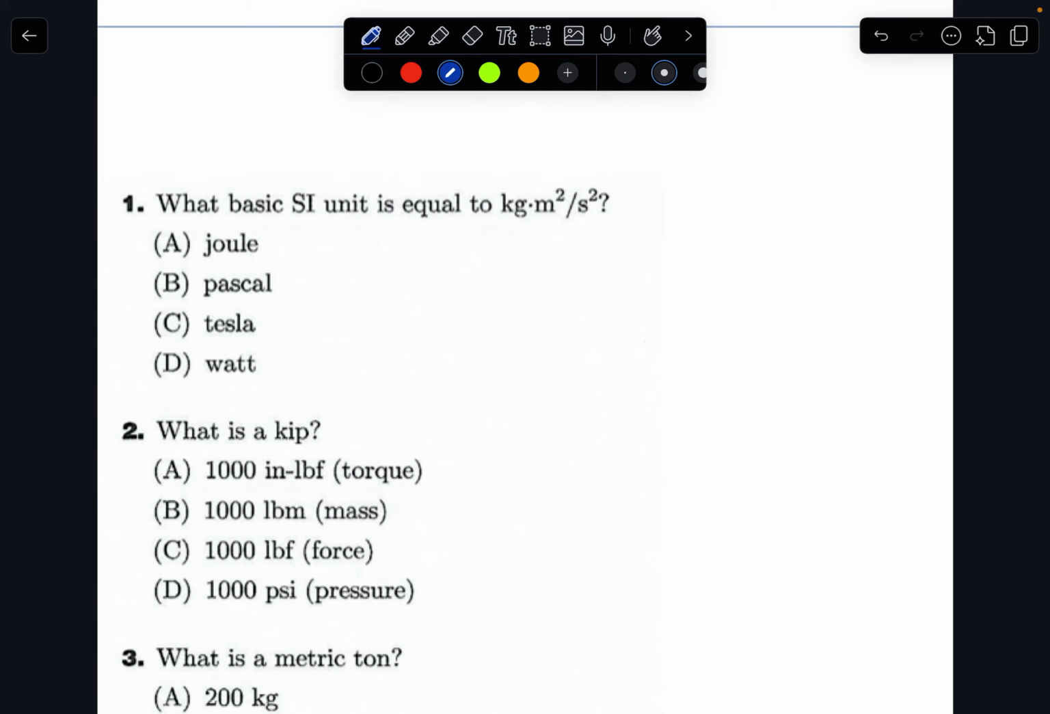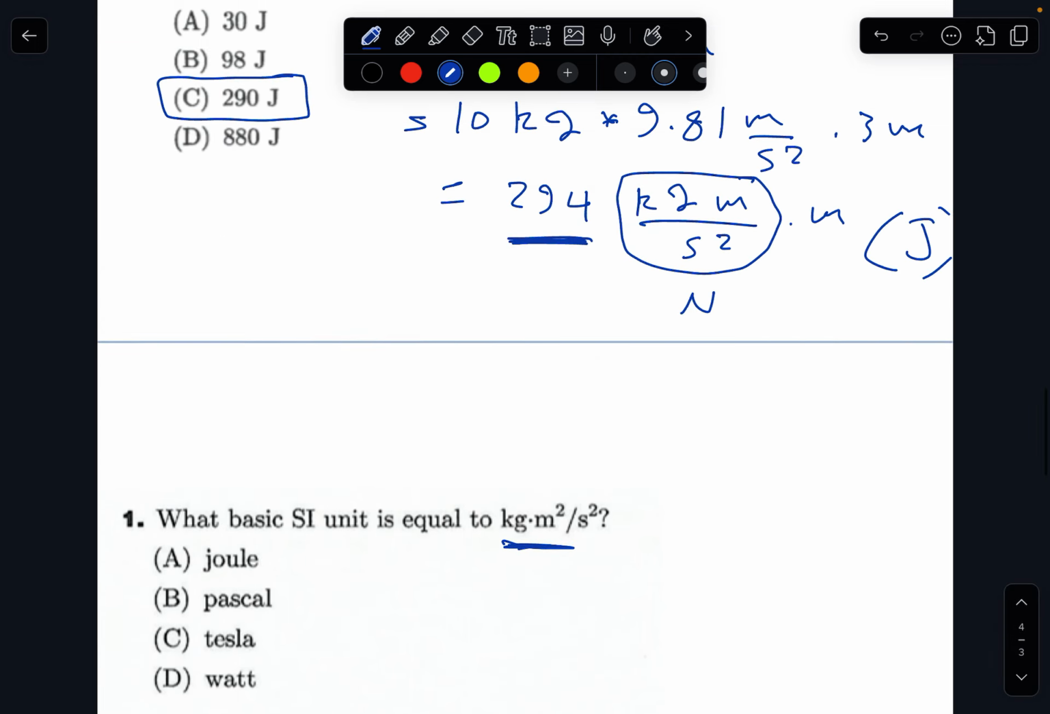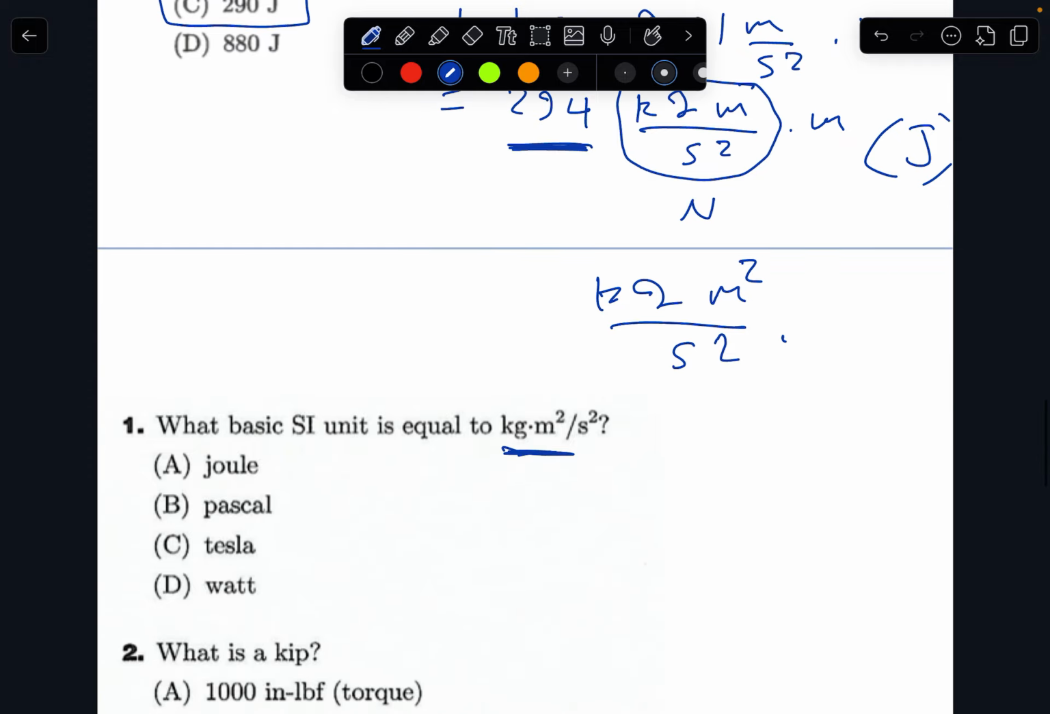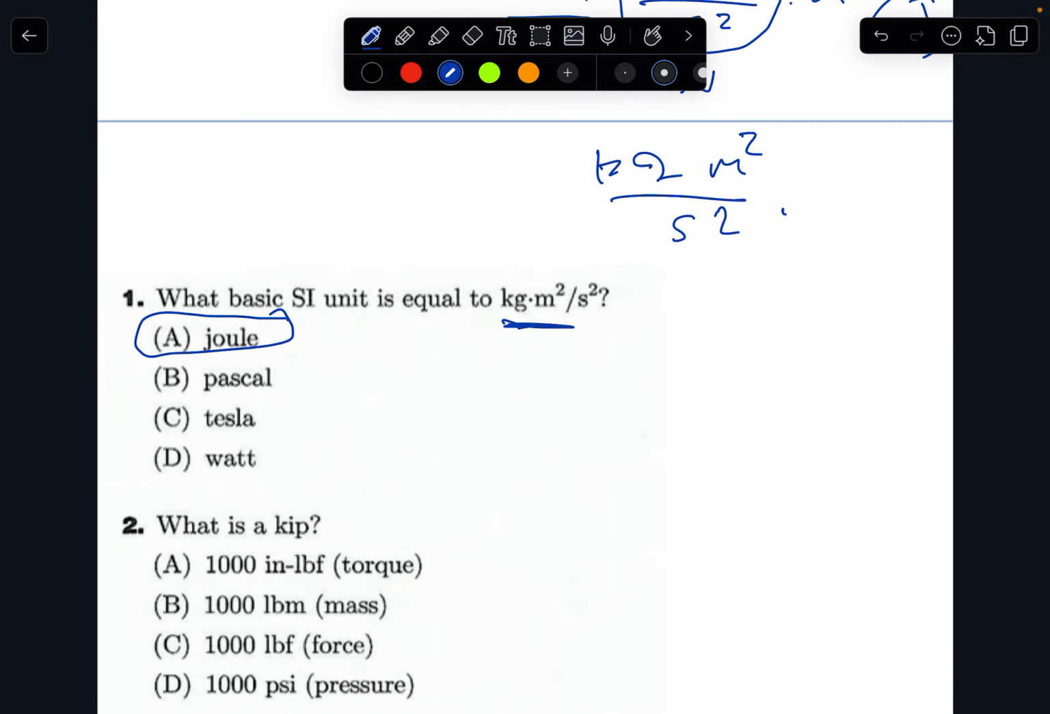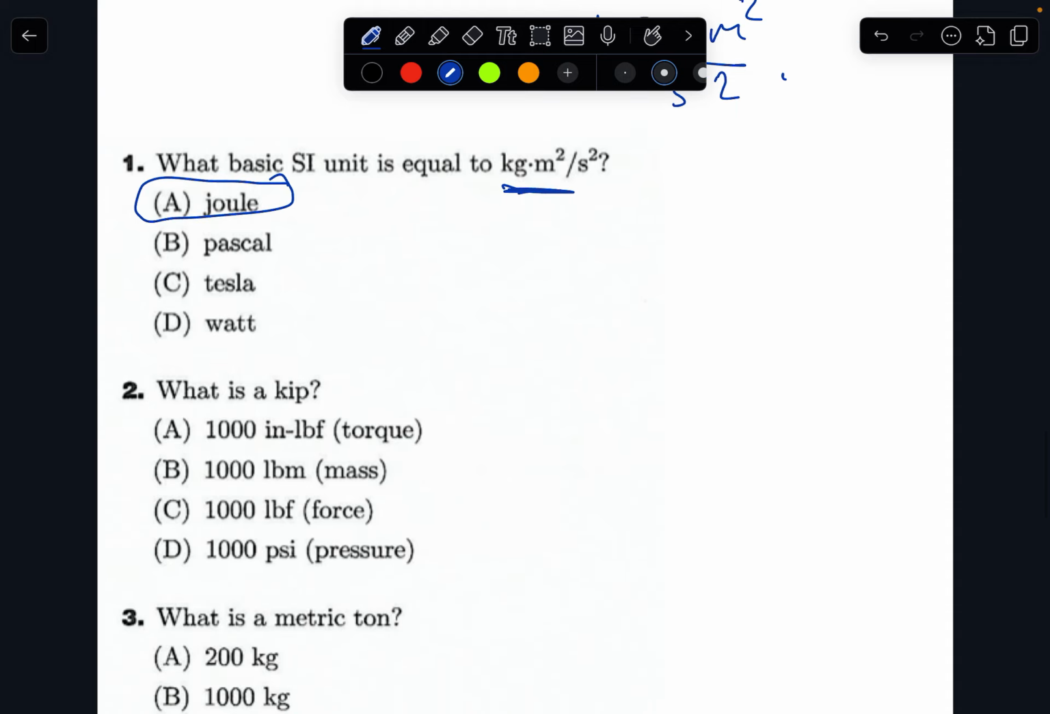What basic SI unit is equal to this value? We just solved it, guys. We said kilogram meter divided by second squared times meter is joules, right? It's joules, but he just changed the form. So it is joules. What is kip? Kip is kilopound force, so it is 1000 pound force.